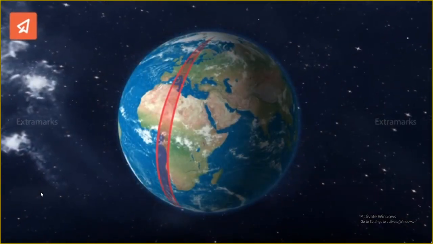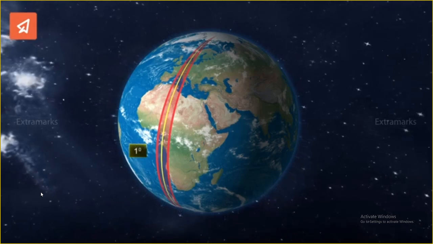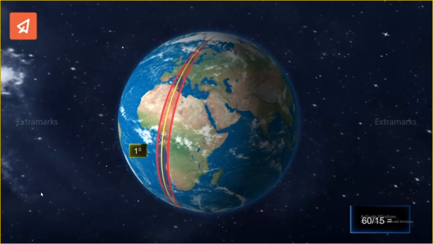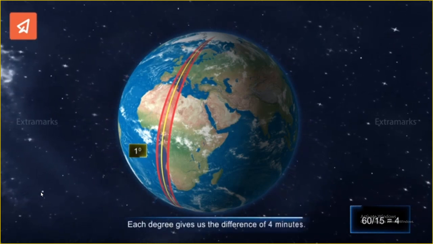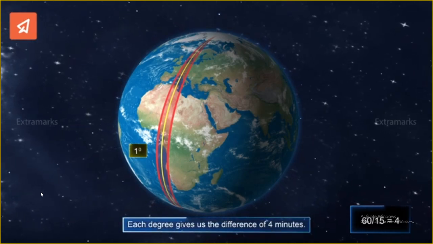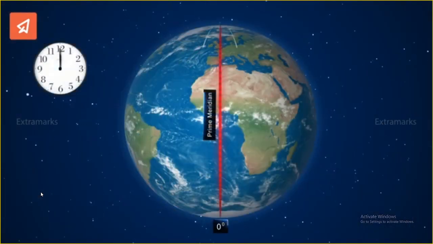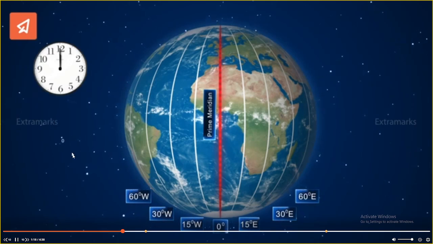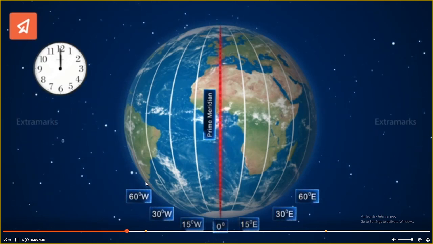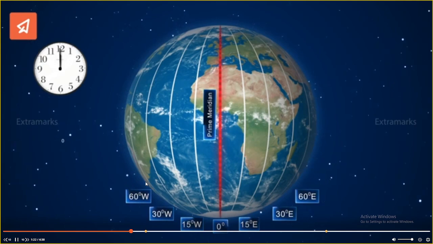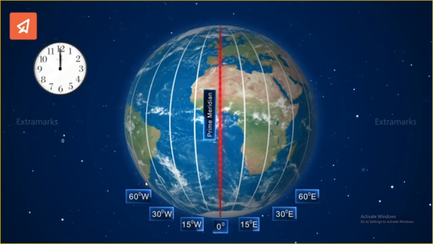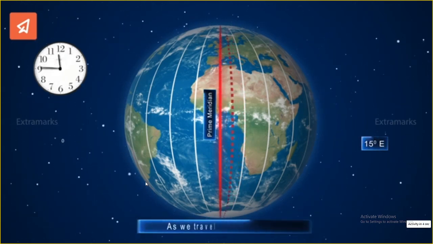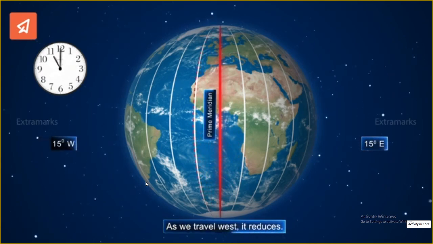So, how much difference in time would 1 degree of longitude cause? Let us divide 60 by 15, which gives us 4. Thus, each degree gives us the difference of 4 minutes. We have learned that there are 180 longitudes, both to the east and west of the prime meridian at Greenwich. The prime meridian is used as a reference point to determine time on other longitudes. As we travel east of the prime meridian, the time increases, and as we travel west, it reduces.